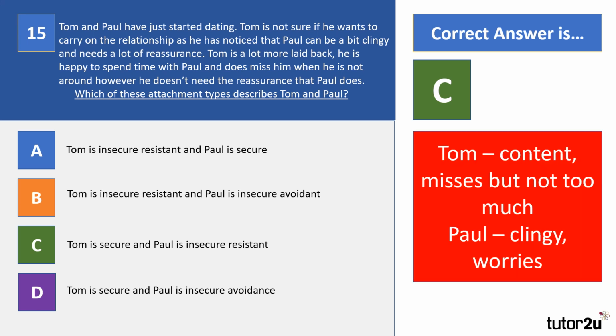So just some features there in terms of the pair of them. We've got Tom, who's relatively content, he misses him but not too much, and then we've got Paul, who's clingy and tends to worry quite a bit.